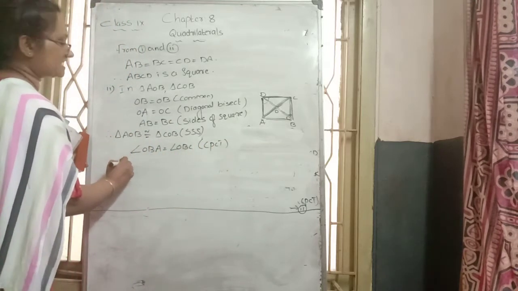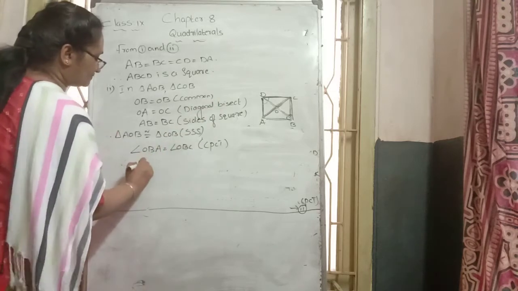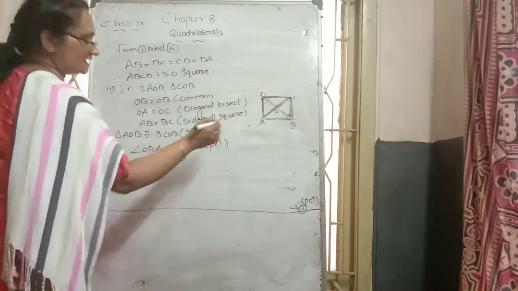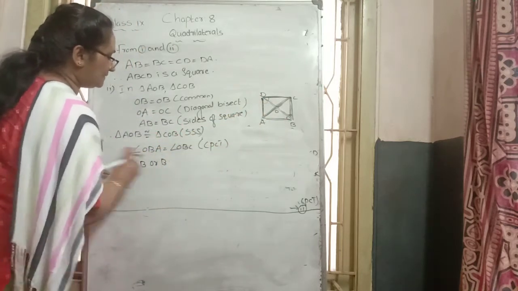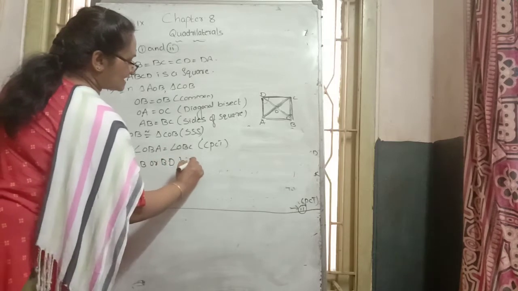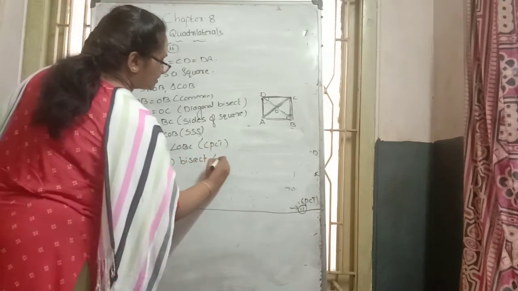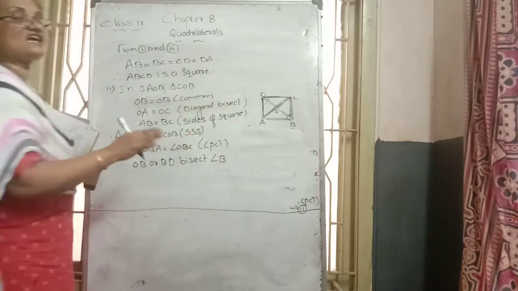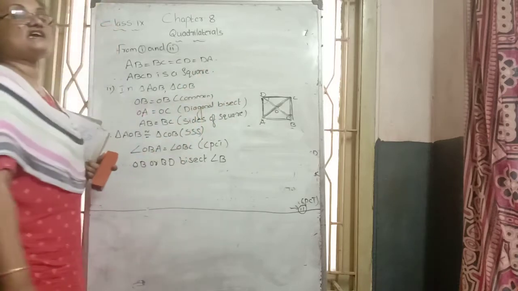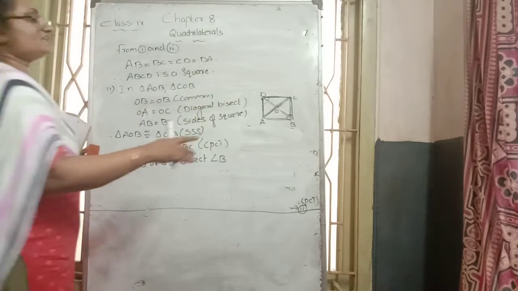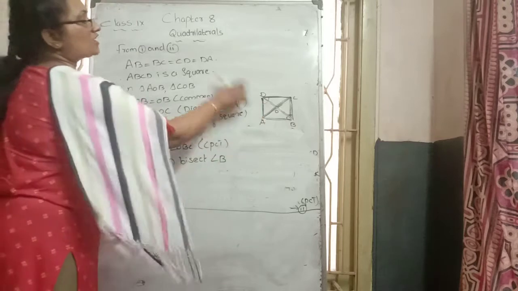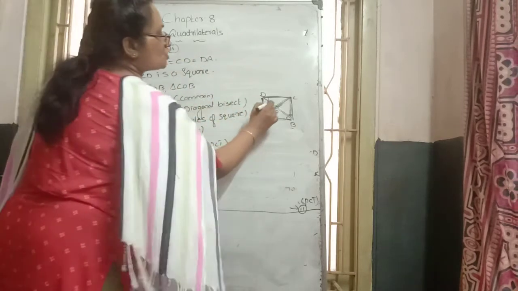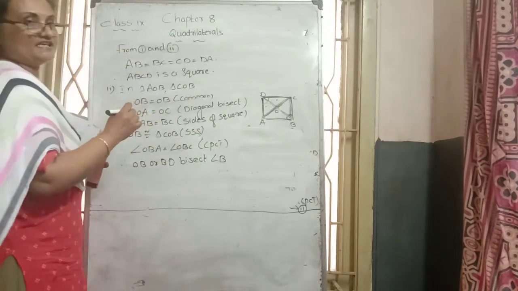Therefore, what we can say here is that the OB line, which is part of the BD diagonal, bisects angle B. We can say the OB or BD line bisects angle B. In the same way we can prove the angle D case also. Angle D is bisected by the BD or OD line, we can prove. For that purpose we take these two triangles, then only angle D will be there.